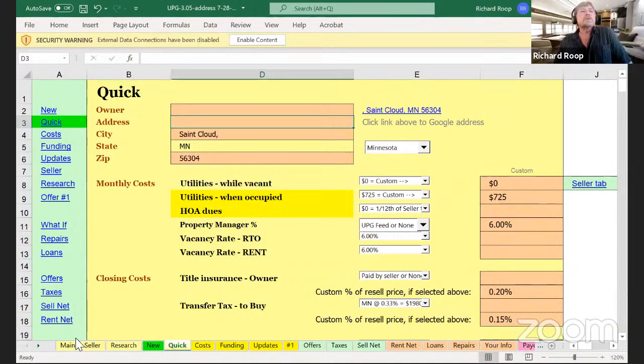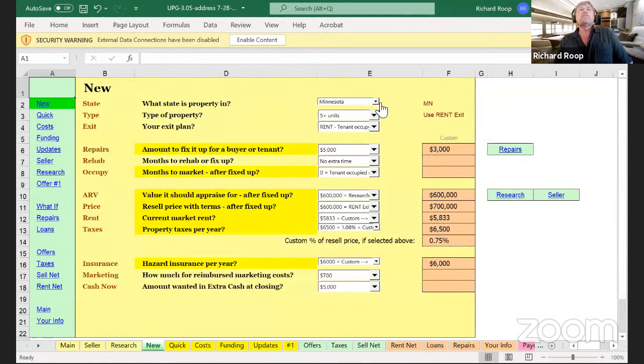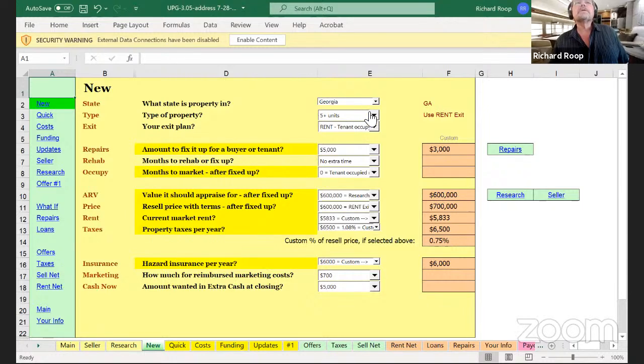All right. Samuel was saying he has an old version of the deal structuring software. I've actually created like 4 different tools, and this is the latest tool, version 3.05. That's currently what we're using. When you have a new deal, you're going to go to the new tab. What state are you in? Georgia. Okay, Georgia, and it's a single family house?